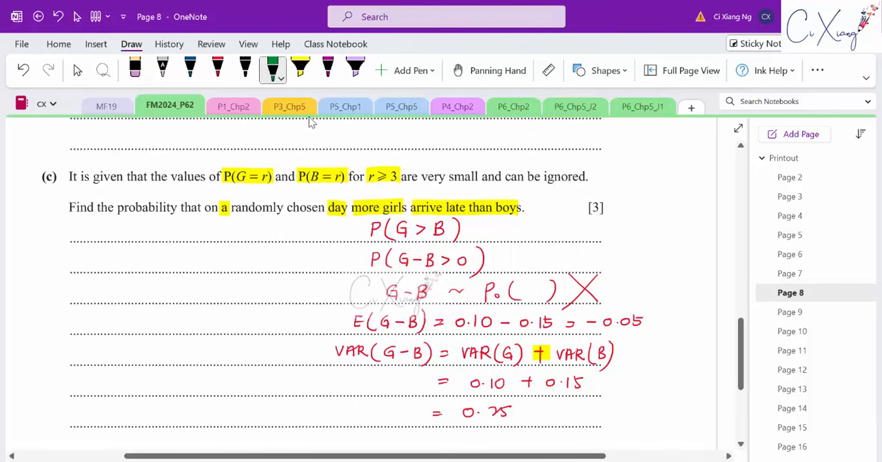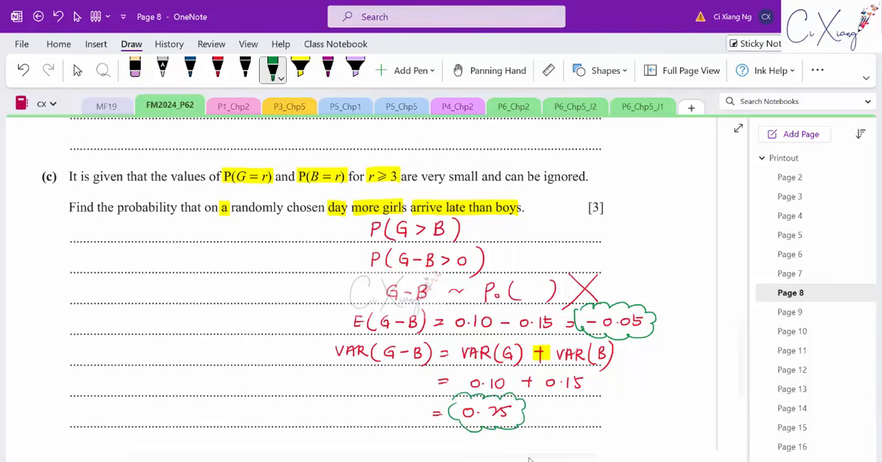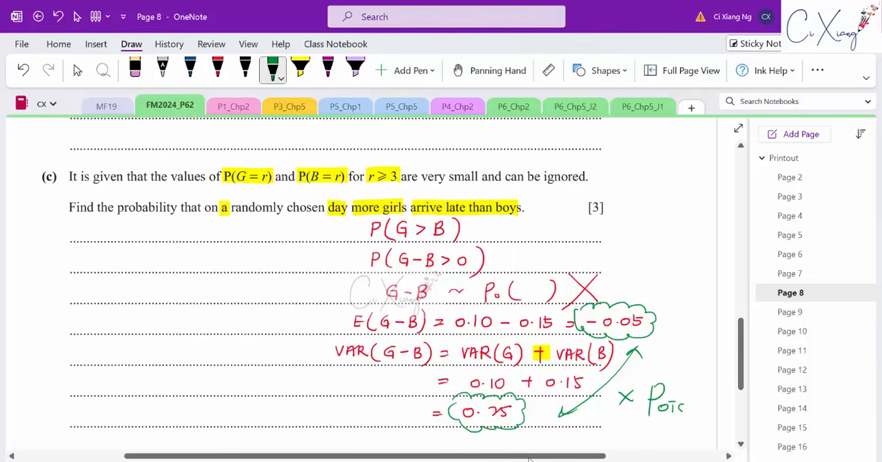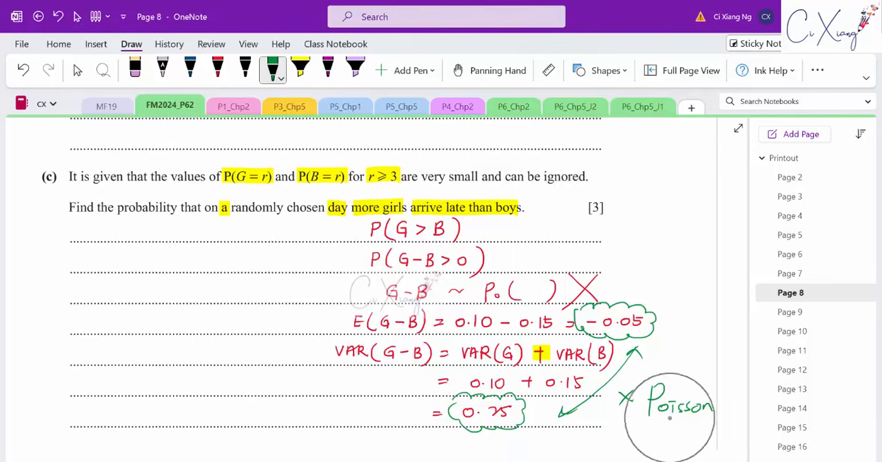When you get the mean and also the variance for G minus B, you realize that the mean is negative 0.05 and the variance is 0.25. These two values are not the same. That means it is not Poisson. Because if we want to make sure that a variable has a Poisson distribution, both the mean and variance must have the same value. But if you double check this random variable, you realize that the mean and the variance for G minus B are not the same value. Therefore, you cannot use the Poisson method to solve it.